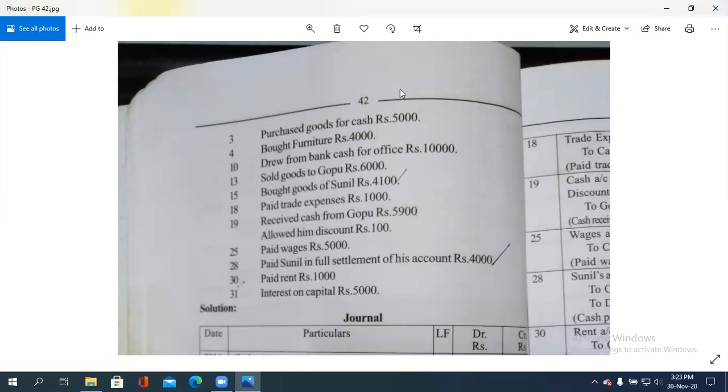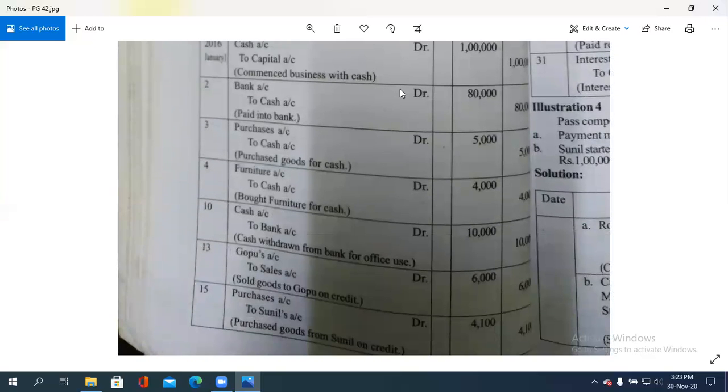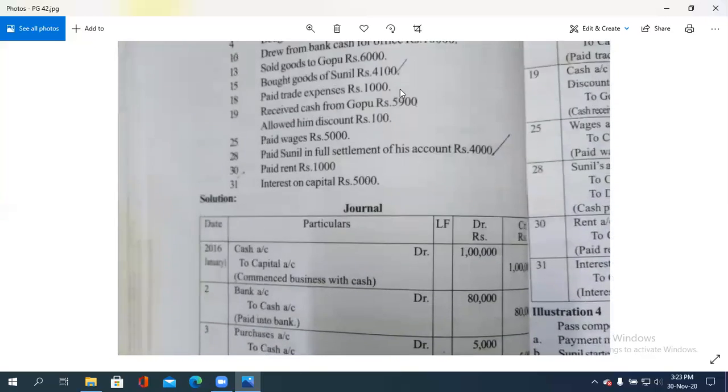Bought goods of Sunil. Bought Sunil's goods. Isn't it? So bought goods of Sunil rupees 4,100. So purchase account debit to Sunil. It means Sunil's goods were bought. Purchase account debit to Sunil.